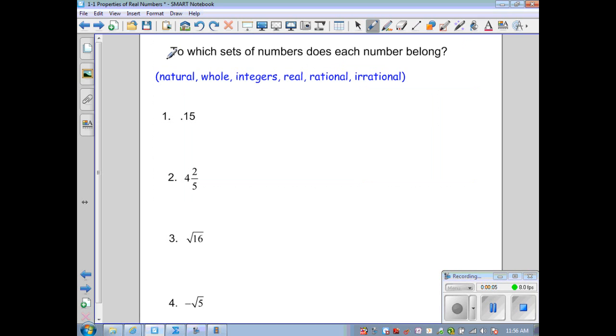On the next slide, they want us to determine which sets of numbers each number belongs to. Number 1, 0.15. Natural, whole, and integers do not include decimals, therefore 0.15 is not in those sets. It is a real number, and also it can be written as a fraction. 0.15 is 15/100. Therefore, it is also rational.